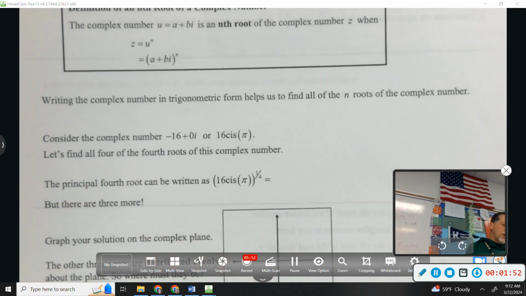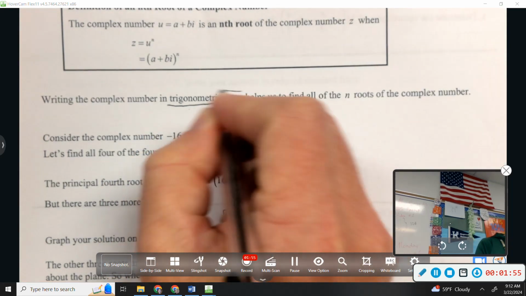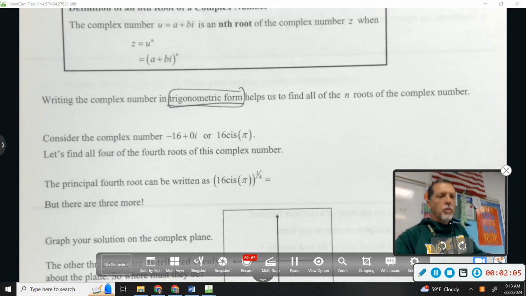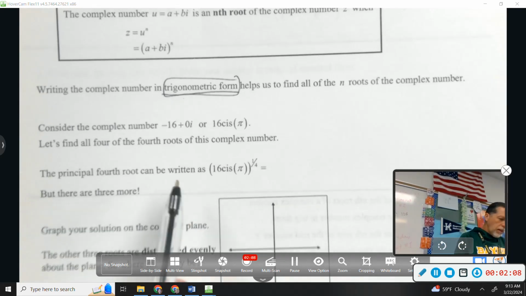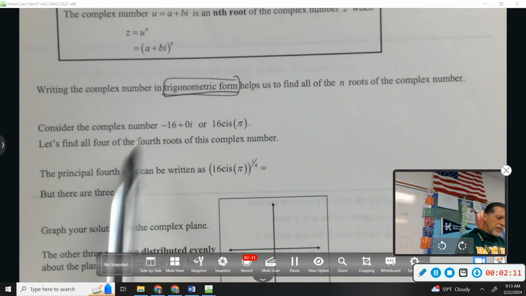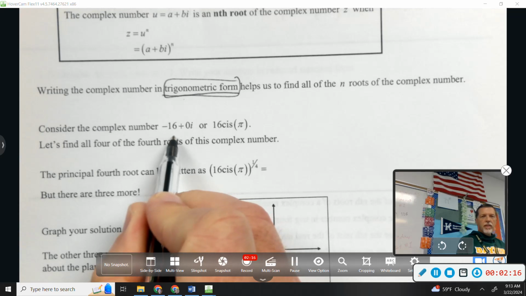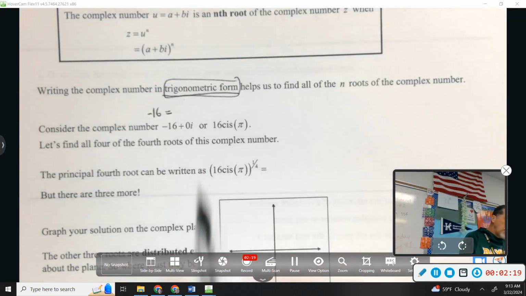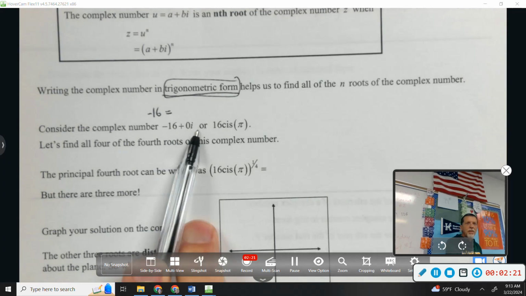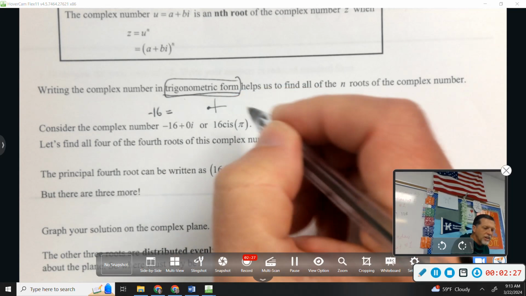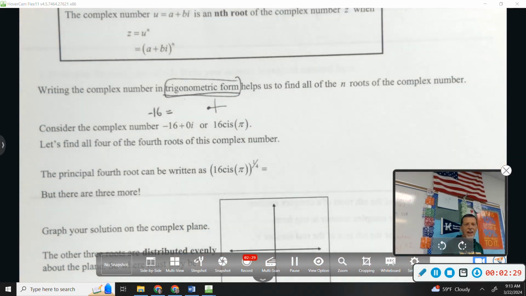Writing the complex number in trig form helps us find all the roots. So when we write them in trig form, it's, I shouldn't say easy, easier to find those missing roots. So let's think about the complex number negative 16. But that's the same thing as negative 16 plus 0i. And then if we graph that, like where is that? It's over there. That'd be the same thing as 16 cis pi.